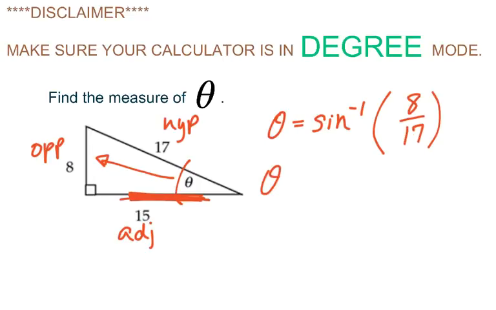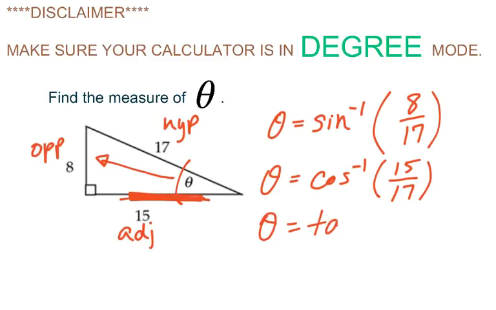You could also find theta by doing inverse cosine, which is 15 over 17. You could also find theta by using inverse tangent, which is 8 over 15. Now, any one of these will work. You do not have to use all three. If you have all three sides, then you can pick whichever one you're most comfortable with.